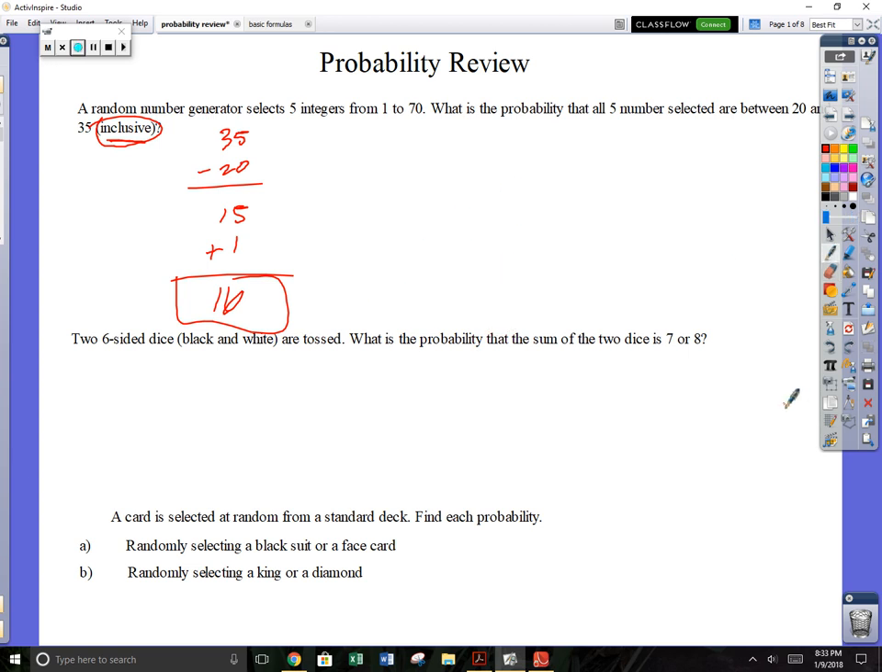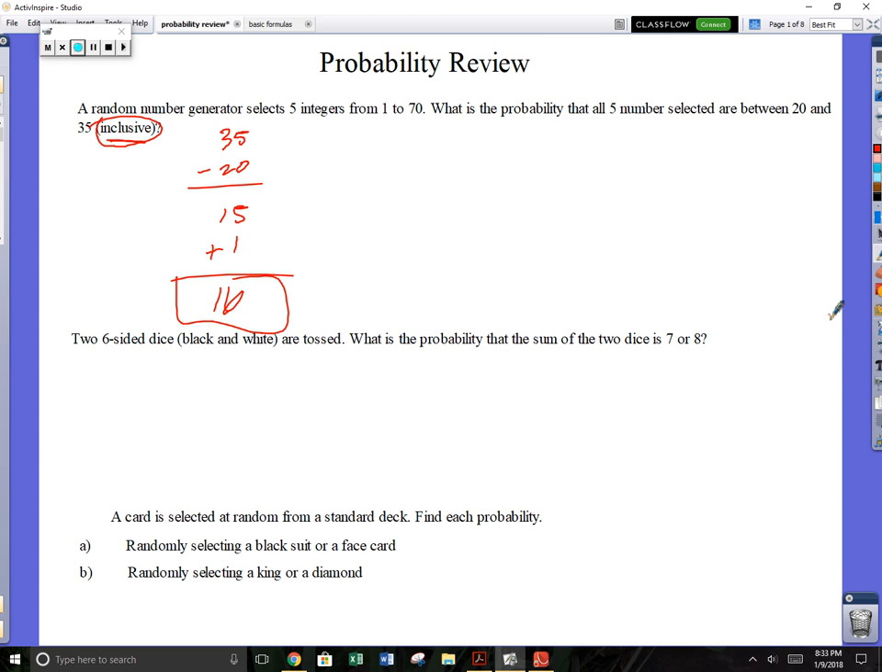So this random number generator, push a button on the calculator and it spits out a number. So it can spit out the same number over and over again. So we are going to run this machine 5 times. There's going to be 5 events. So you just kind of find the probability of each event and you multiply them. So what are the chances that all 5 events fall between 20 and 35?